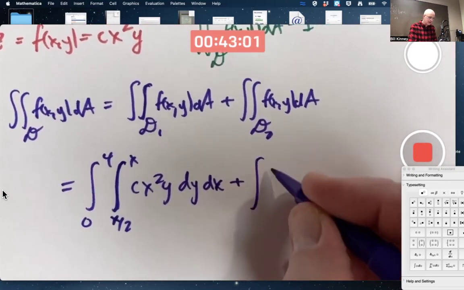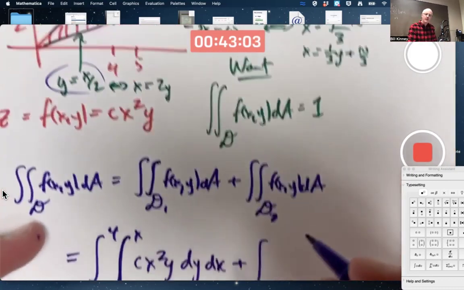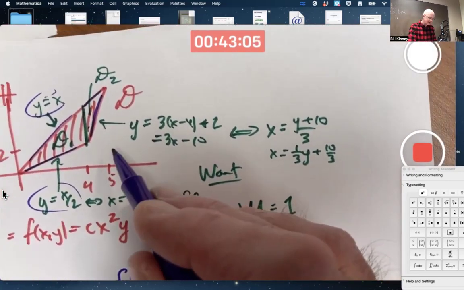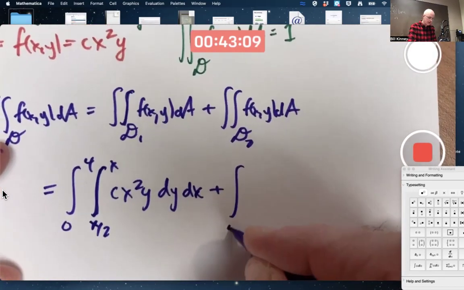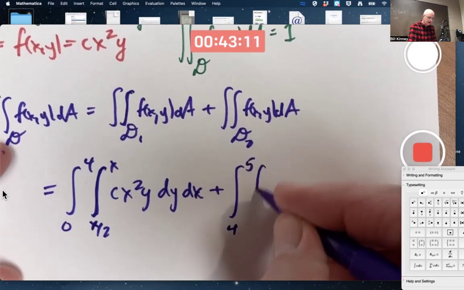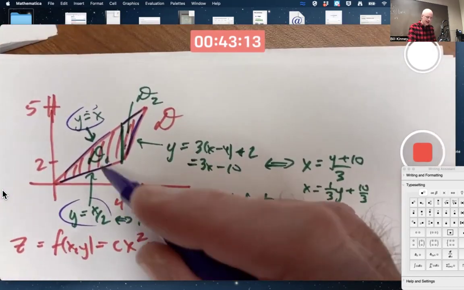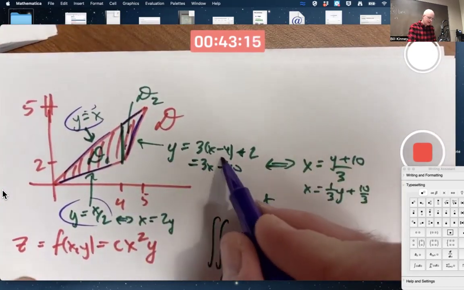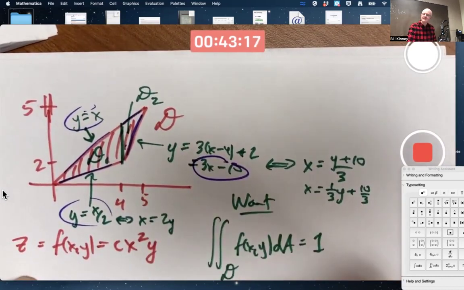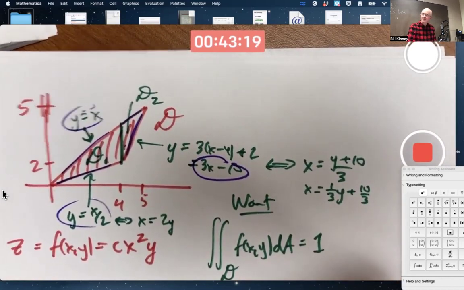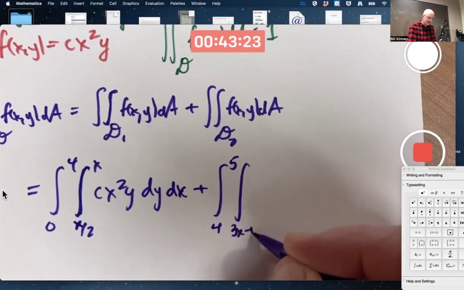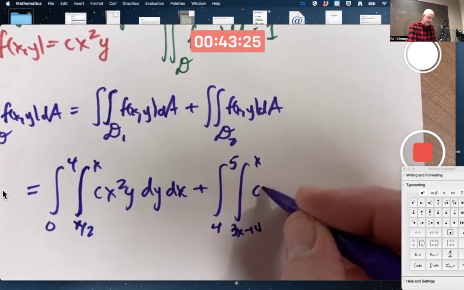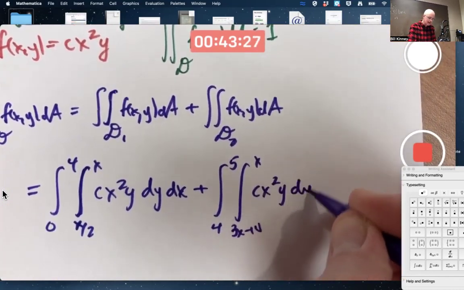For the other integral, we do something similar. Look at the picture again. Over D2, x is going between 4 and 5. So the outer integral goes from 4 to 5. The inner integral does not go from x over 2 to x, but instead from 3x minus 10 to x. Weird but true. 3x minus 10 to x. C x squared y dy dx.